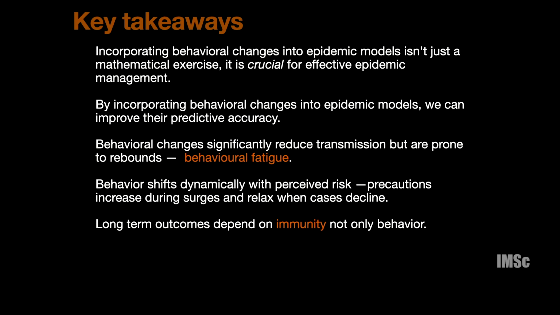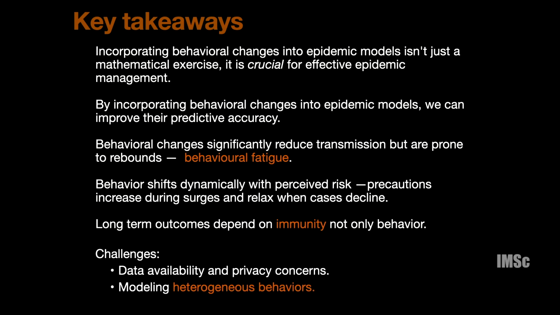Behavior shifts dramatically with perceived risk, and precaution increases during a surge and relaxes as the cases decline. Long-term outcomes depend upon immunity, not behavior. So behavioral change is a short-term way to flatten the epidemic, but it cannot be the end game. Challenges, as I mentioned, are data availability and also privacy concerns. People are not willing to share data and their opinions on behavior, so it's very hard to construct and test these models.